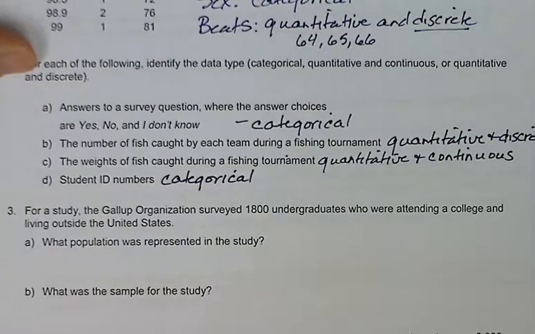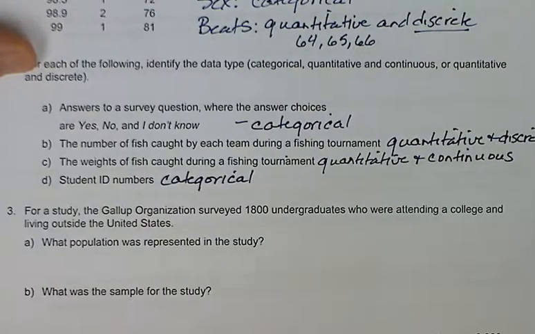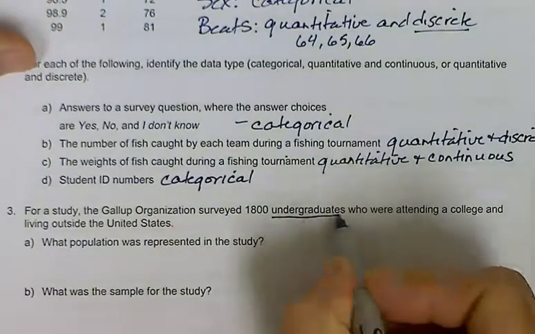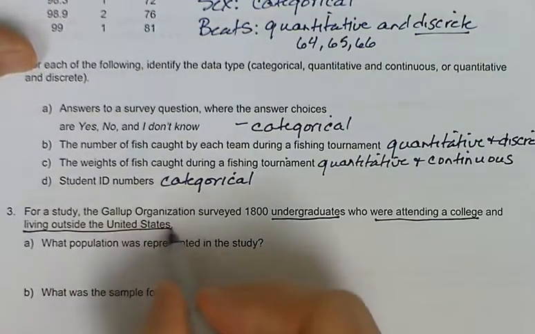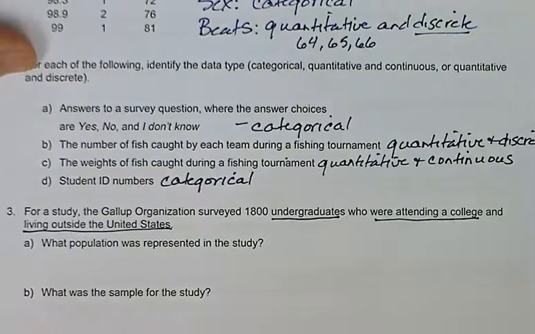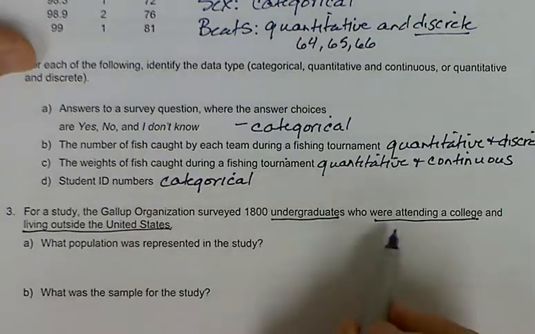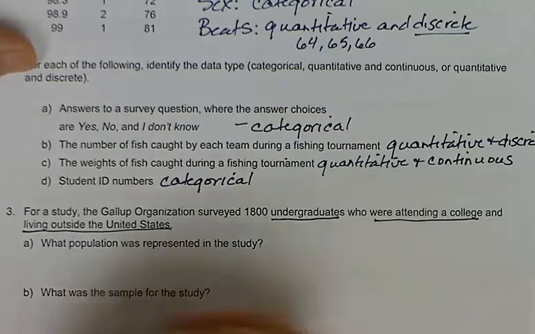The next question is about finding the population and the sample. In this question, the Gallup organization surveyed 1,800 undergraduates who were attending a college and living outside the United States. When we're looking at what population was represented, we want to look at the characteristics that were chosen for the sample. First of all, they were undergraduates, they were attending a college, and they were living outside the United States. Those are the three characteristics that we were told. That would be the population that is represented by this study.